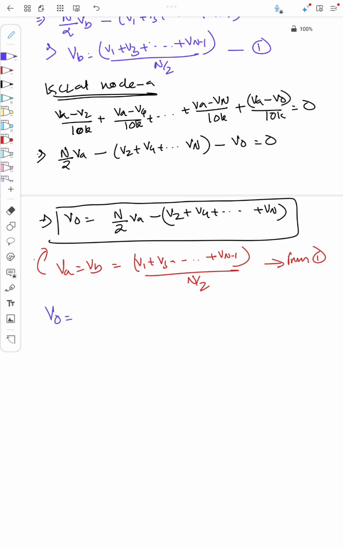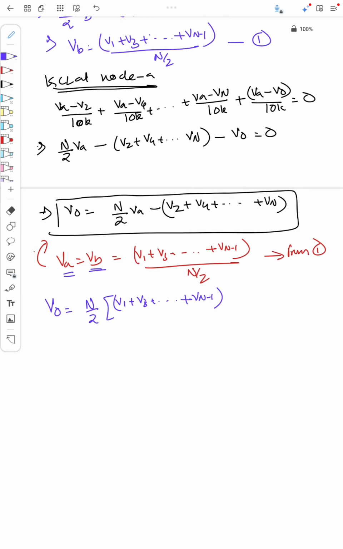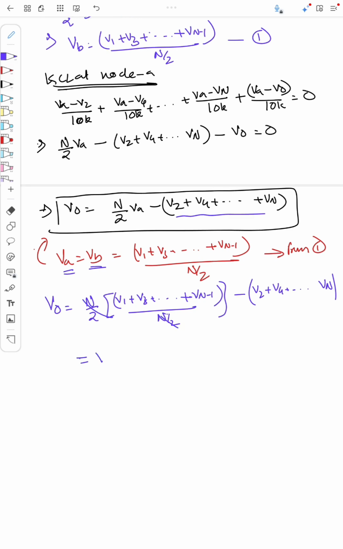V0 will be equal to n by 2 into VA, and I can substitute VB itself, right? So V1 plus V3 plus etc. plus Vn minus 1, that is, the voltage sources connected at the non-inverting terminal, by n by 2, minus the remaining voltage, that is V2 plus V4 plus etc. Vn, right? So n by 2 cancels, and I have the voltage V1 plus V3 plus etc. Vn minus 1, minus V2 plus V4 plus etc.